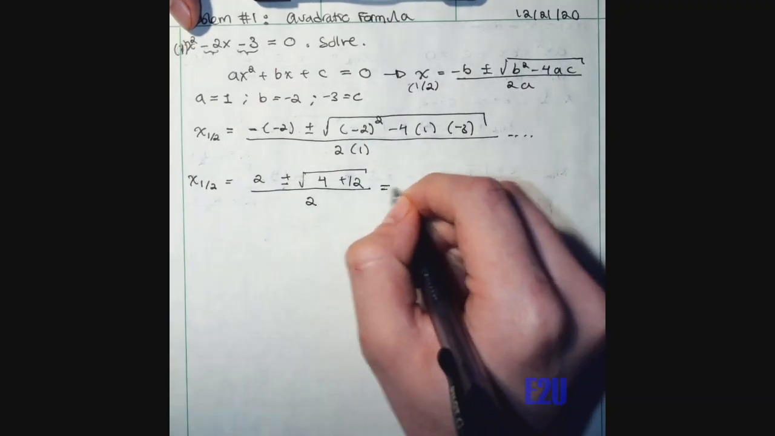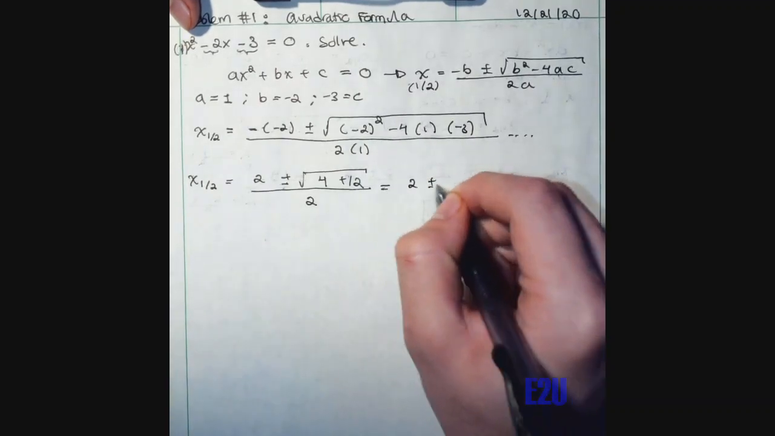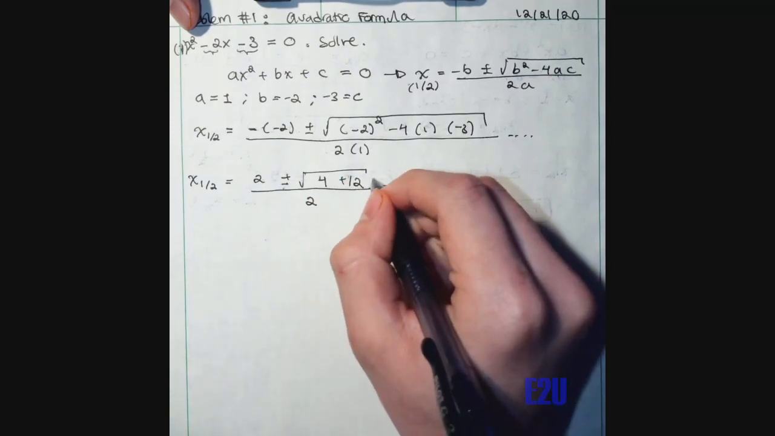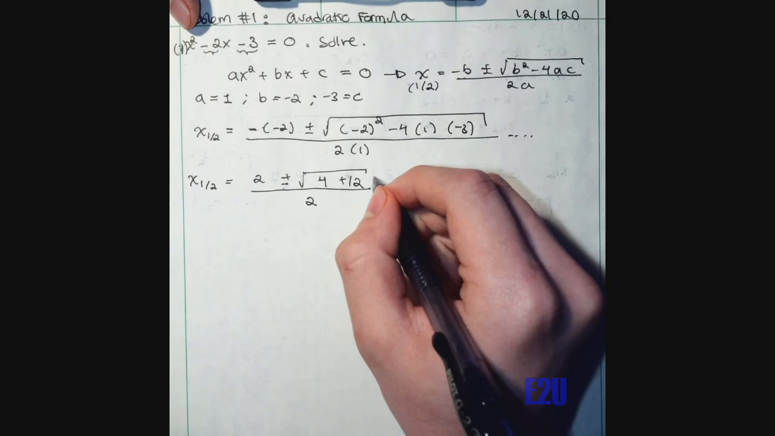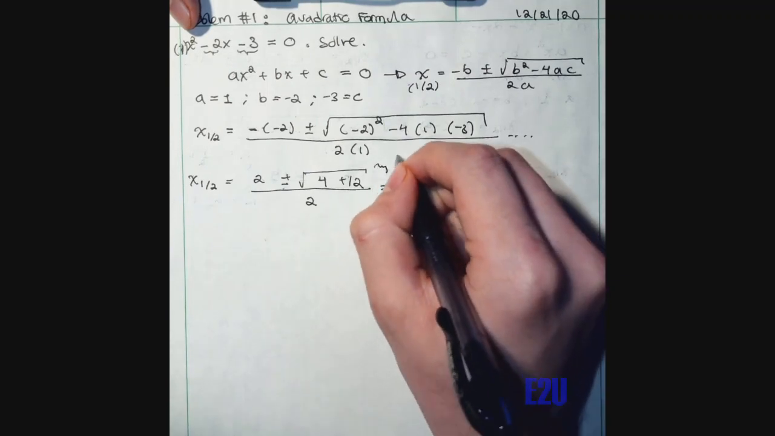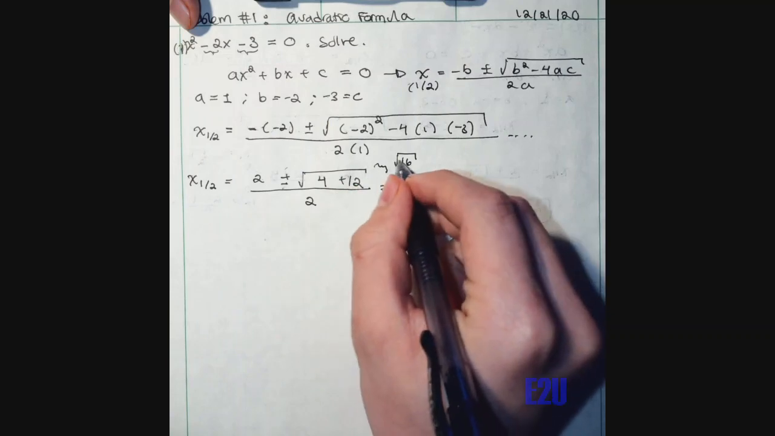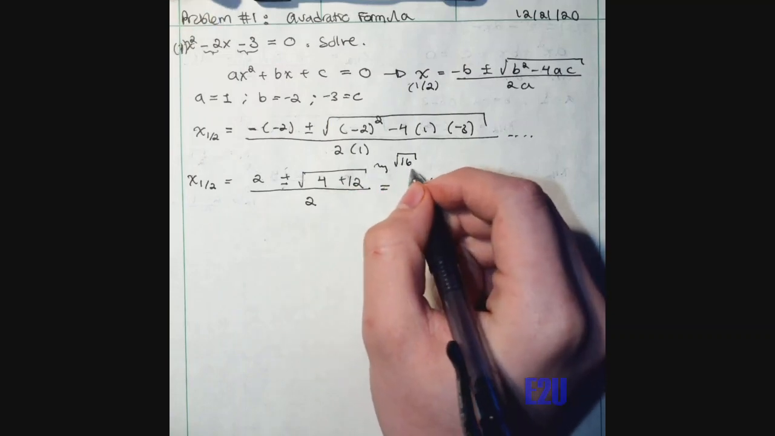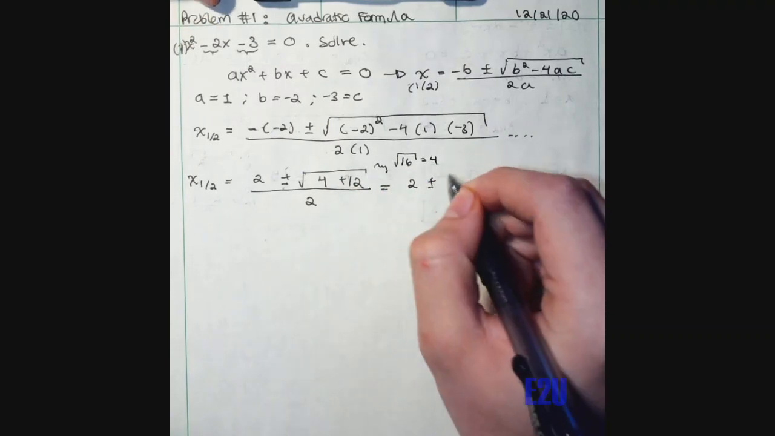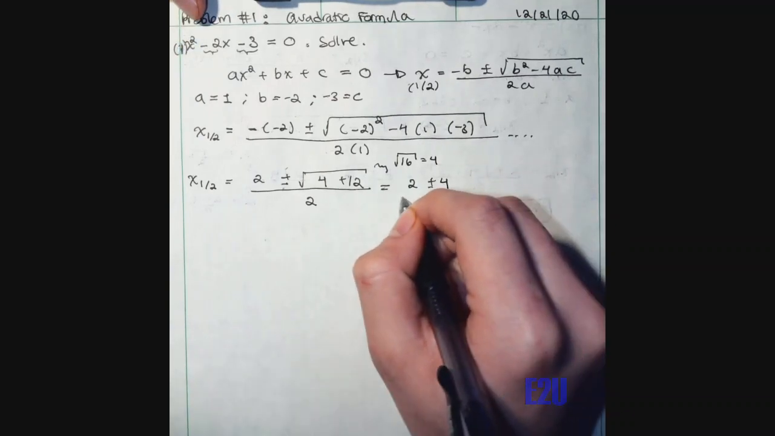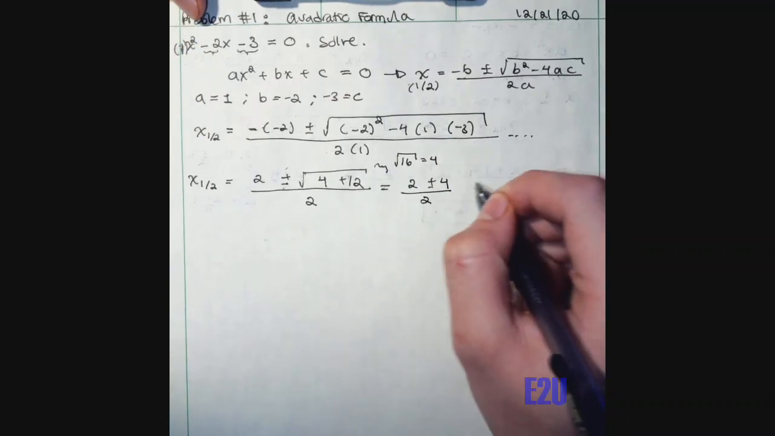So we keep simplifying. It's 2 plus minus the square root of 4 plus 12. The square root of 4 plus 12 is 16, so this is the square root of 16. And the square root of 16 equals 4. So it's plus minus 4, and that you're going to divide by 2.